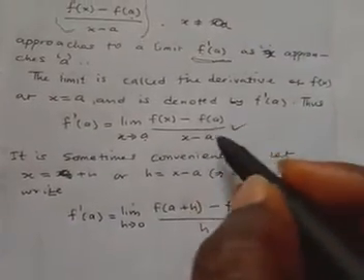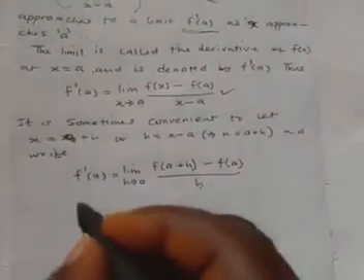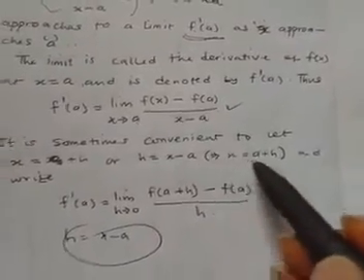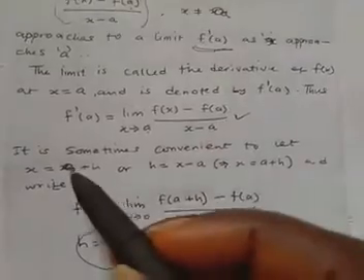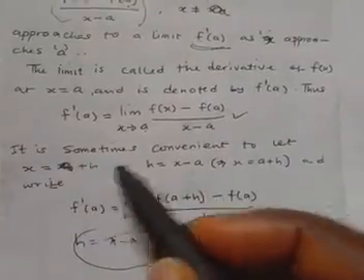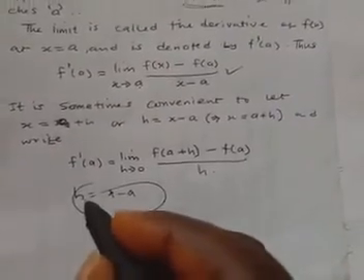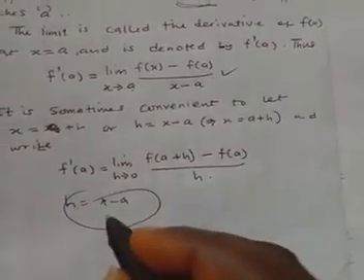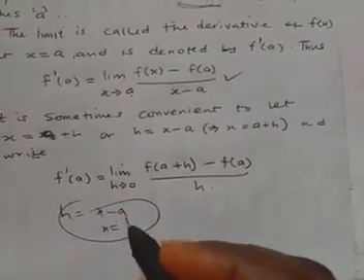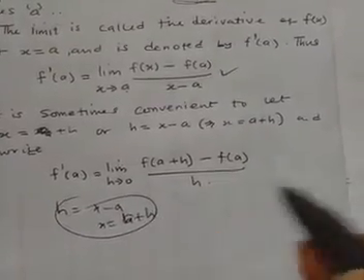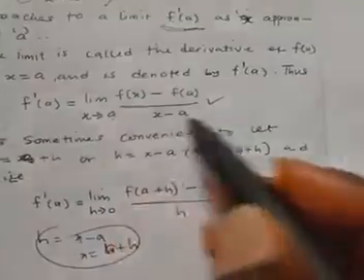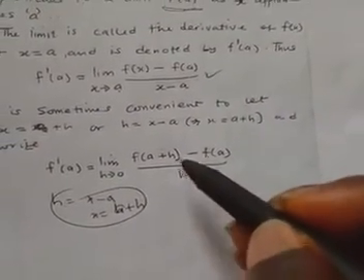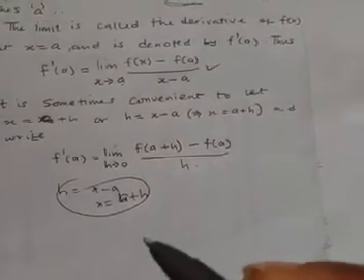Now, if we assume that h is equal to x minus a, it is sometimes convenient to let x be equal to a plus h. That is, we let h be equal to x minus a. From that, we see that x is equal to a plus h, so that this thing will turn to what we have here. So this is another definition of the derivative of a function.